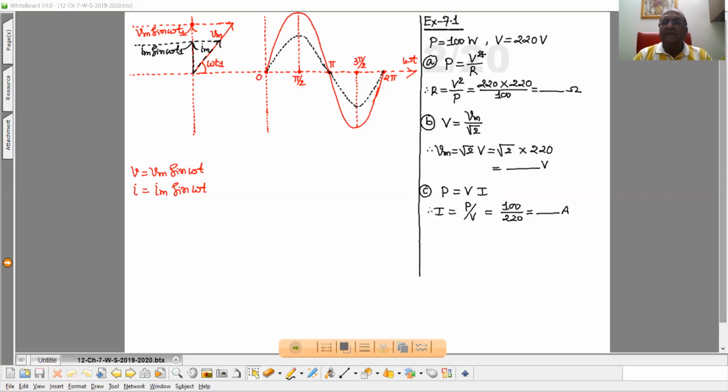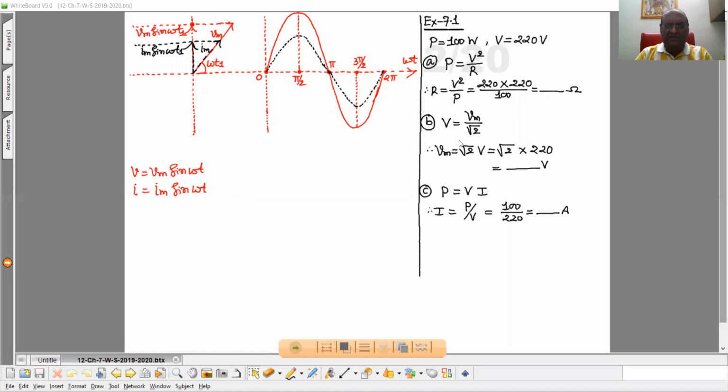Now, power P is V square by R, and we want to calculate the resistance of the bulb. So make R the subject. We will get R equal to V square by P. V is 220, so 220 into 220 upon 100, you will get the resistance. Then the RMS voltage, capital V, is Vm by root 2. Now Vm, the maximum value of the voltage, is root 2 into V.